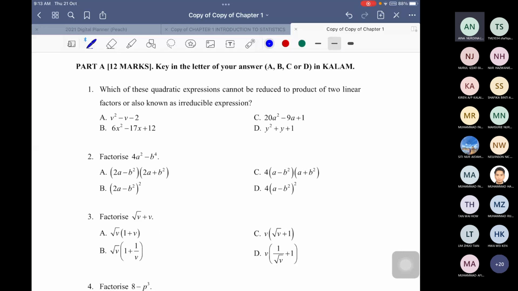Okay, so the first one. Kita ada a bunch of quadratic expression. So which of these quadratic expressions, dia kata kat sini, cannot be reduced to product of two linear factors, or known as irreducible expression. Kalau you dengar I punya video, I have explained to you apa maksud reducible dengan irreducible. So irreducible ni maksudnya cannot be factorized. So daripada keempat-empat quadratic expression ni, yang mana satu yang kita tak boleh factorize? So which one is going to be the answer?